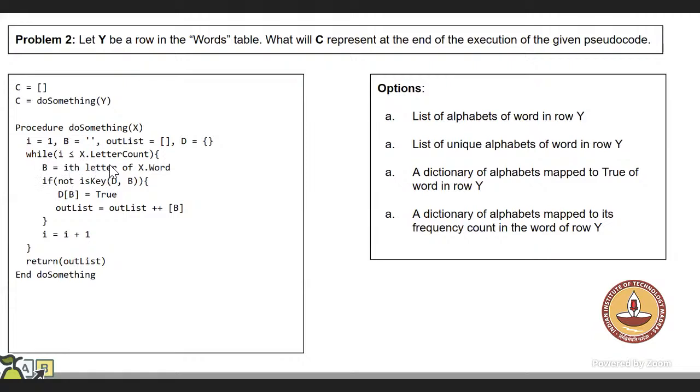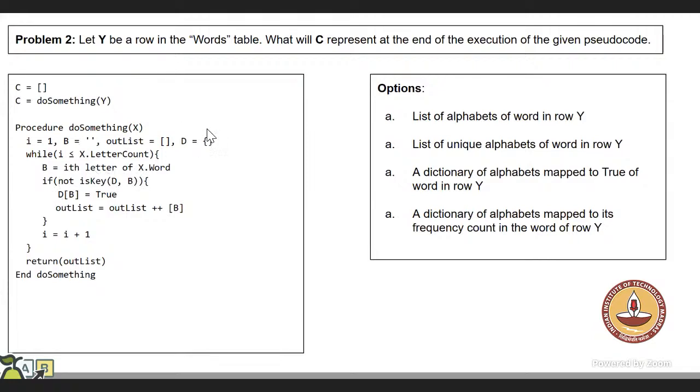B equal to ith letter of x dot word. I is 1 initially. So first letter of our x dot word. So we are checking if not is key of D comma B. We are checking whether B is key of this dictionary D or not. What is our B? First letter of the word.